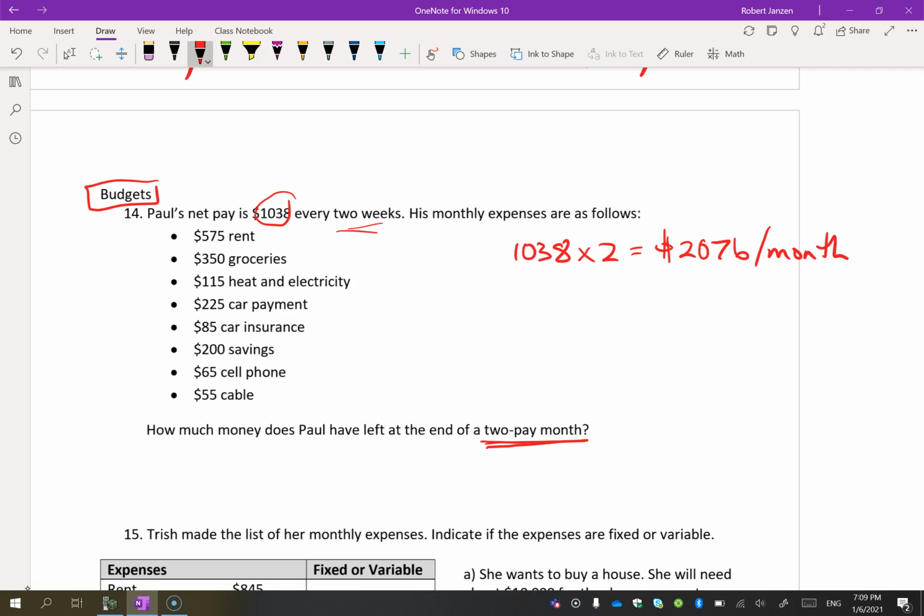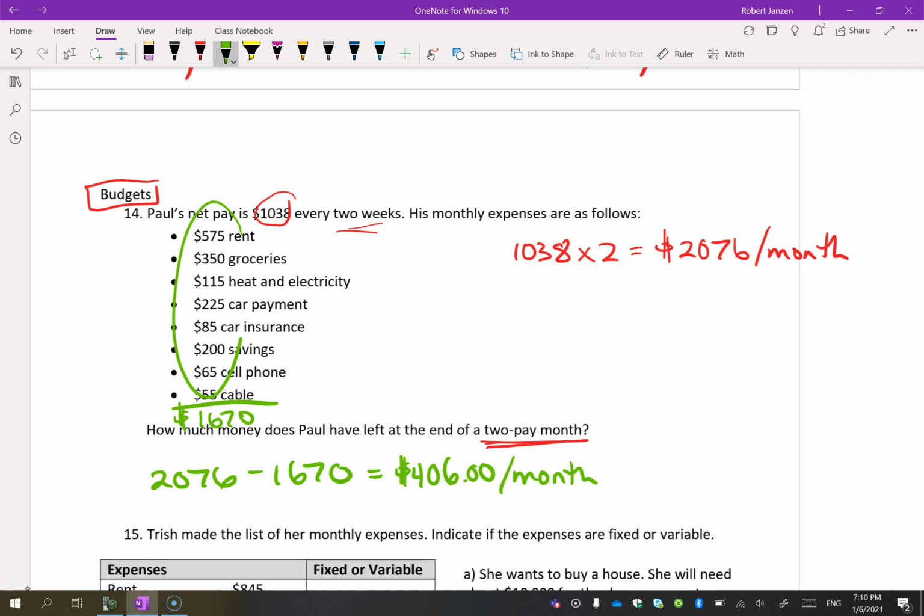Okay. Now let's add up the bills. So if we put this all in our calculator, add them all up, we get $1,670. Okay, so how much money does Paul have left? Well, in a month, he makes 2,076 and he spends 1,670. This is $406 per month. That's how much he saves per month. I think I read that wrong. This is not 2 months. This is you get paid twice in the month.